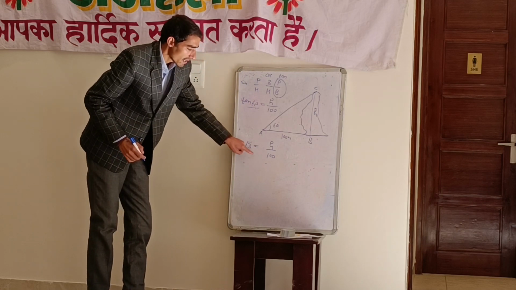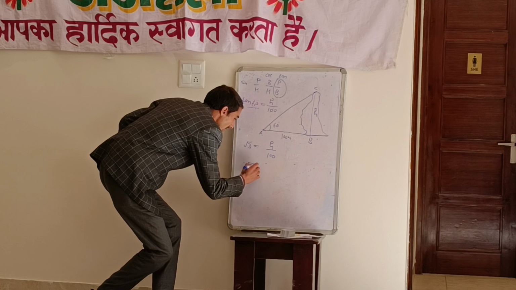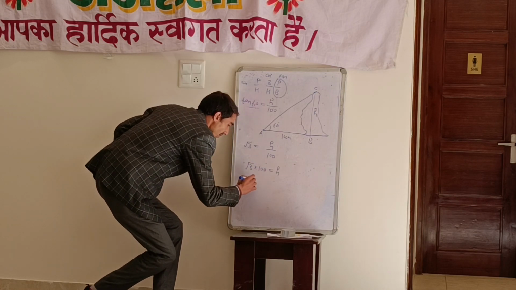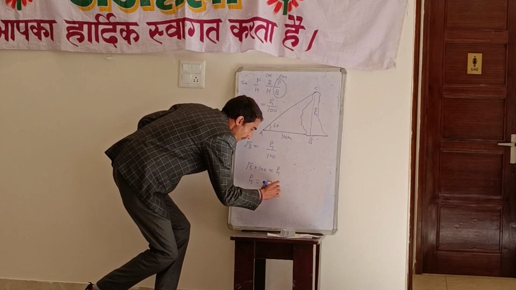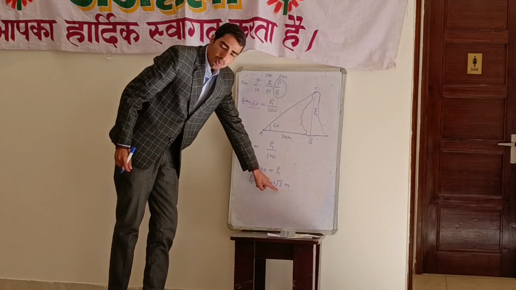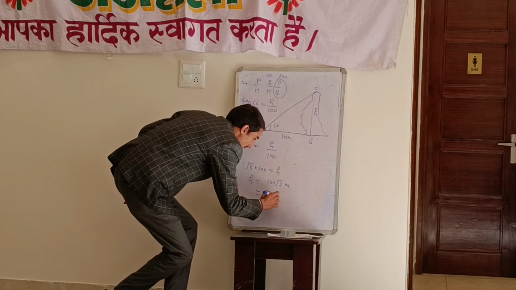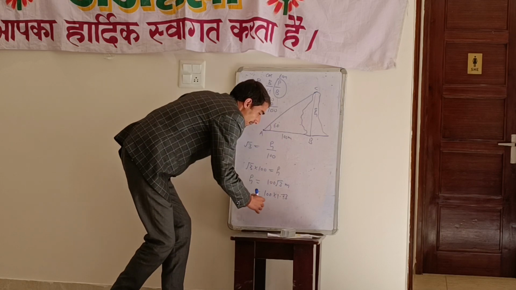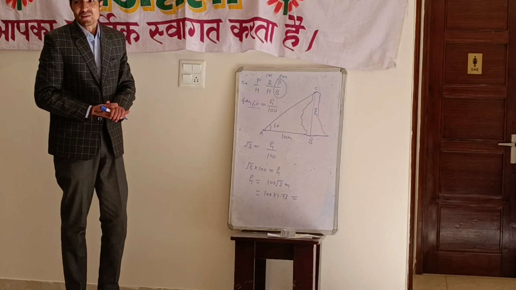We'll simply cross multiply these two. So root 3 multiplied by 100 is equal to H. It means that the height of the mountain would be 100 multiplied by root 3 meters. If we put the value of root 3 here, that is 1.73 something, we will get the right answer. That's all. Thank you.